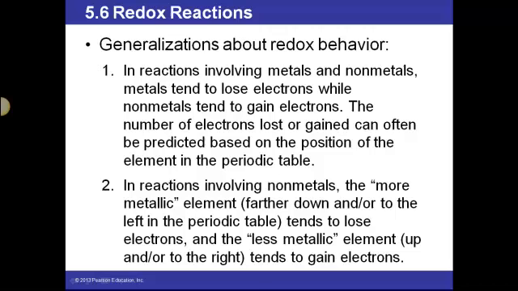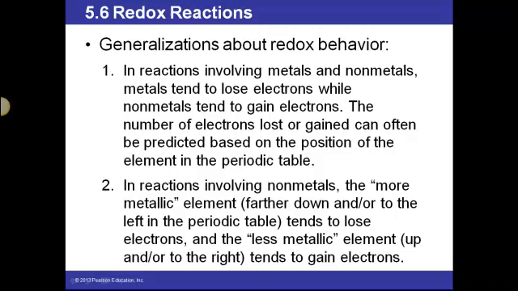So in our reactions then involving metals and nonmetals, metals tend to lose their electrons, just like we learned with ionic bonding, and the nonmetals tend to gain the electrons. And the reactions that go on to form ionic bonds are redox reactions. So the number of electrons lost or gained can often be predicted based on the position of the elements in the periodic table. And you've already had lots of experience doing this with building our ionic bonds.